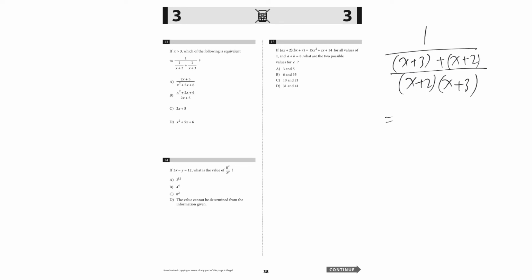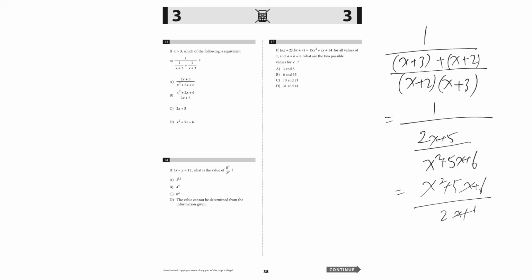And then it becomes 1 over 2x plus 5, over x squared plus 5x plus 6. And since it's 1 over, it just flips. So that's what I get, and the answer is B.